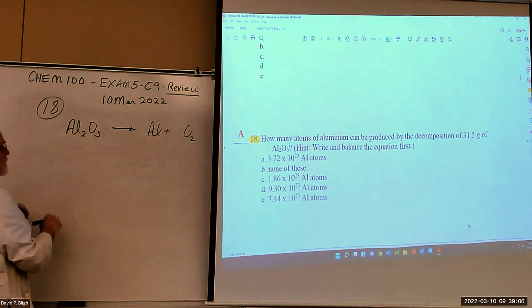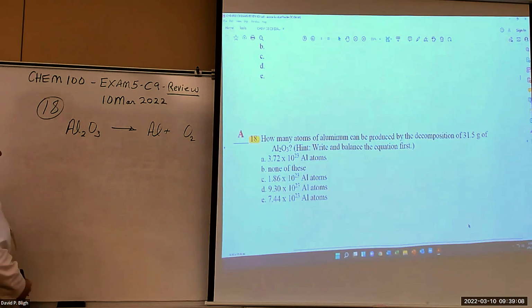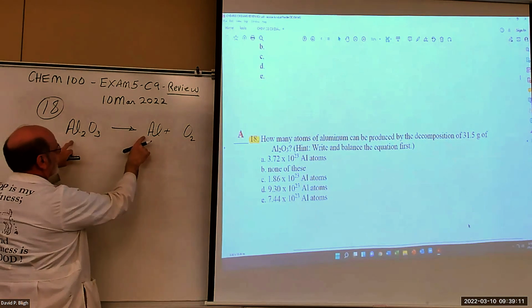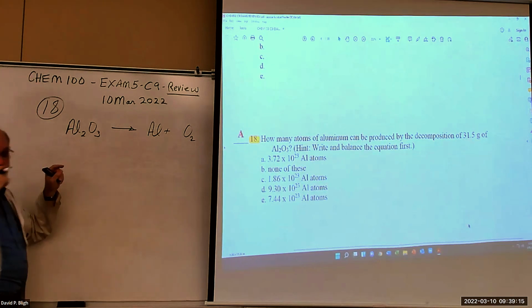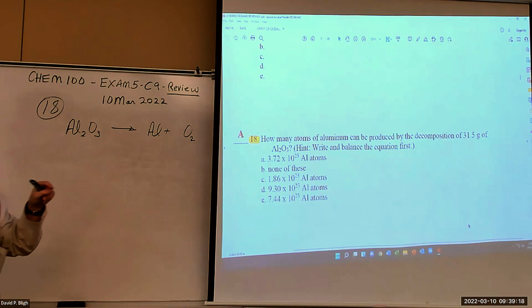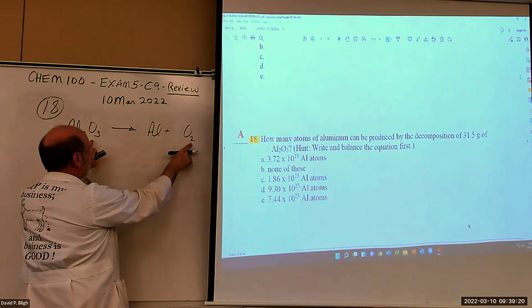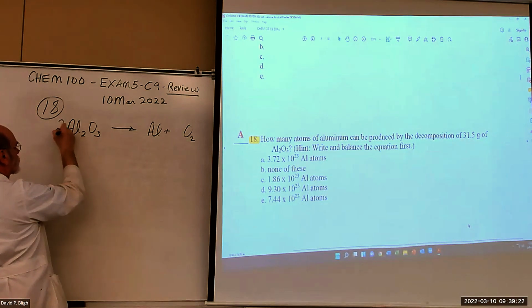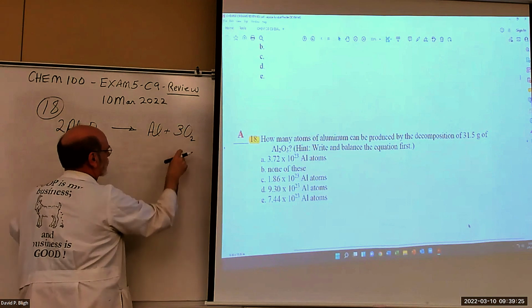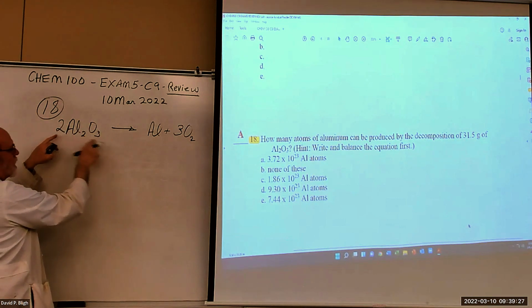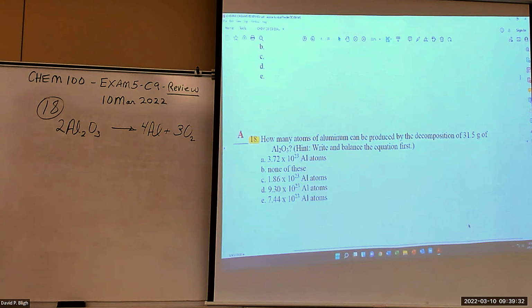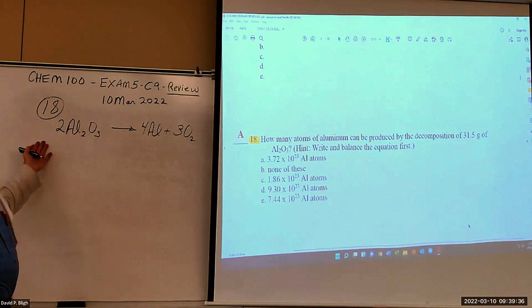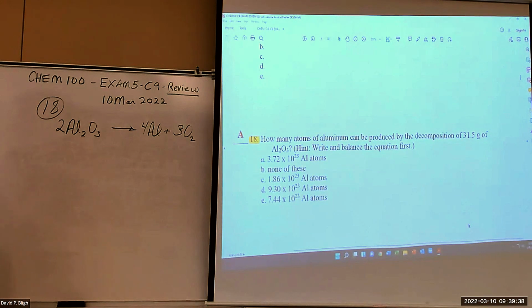Okay, now we just need to balance the equation, which should be fairly simple. Here's a case where we're going to use the cross-multiply trick, because you've got 2 here and 3 here. We'll put a 2 here and a 3 here. That means 6 oxygen and 4 aluminum. So that should balance. You can do the same thing with the budget if you want to. Draw out the budget.